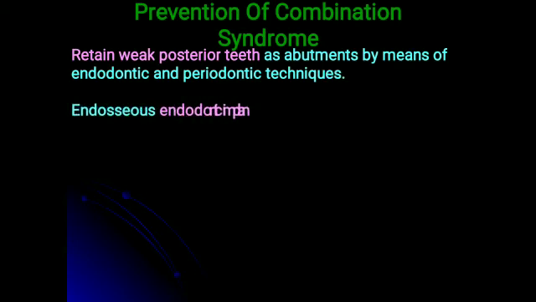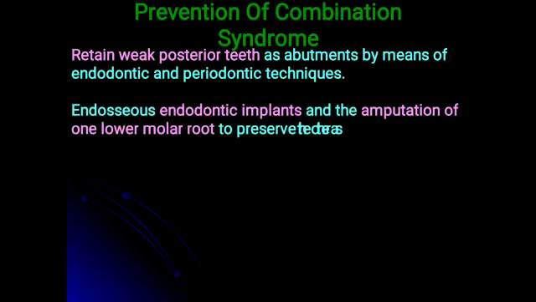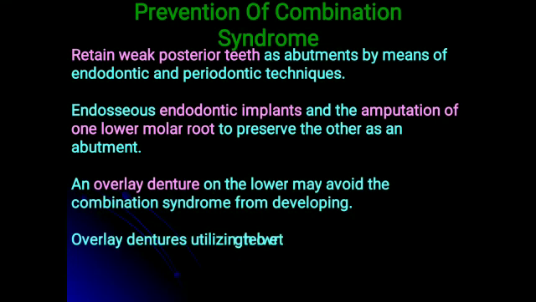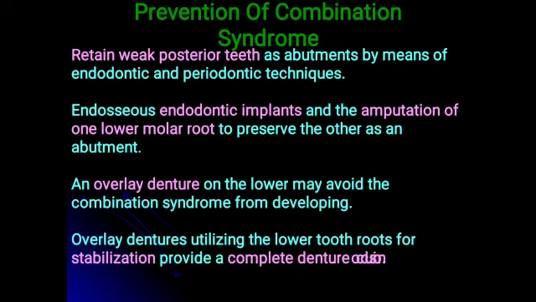Prevention of combination syndrome: retained weak posterior teeth are used as abutments by means of endodontic and periodontic techniques, endosseous implants, and amputation of one lower molar root to preserve the other as an abutment. An overlying denture on the lower may avoid the combination syndrome from developing. An overlying denture utilizing the lower tooth roots for stabilization provides a complete denture occlusion.